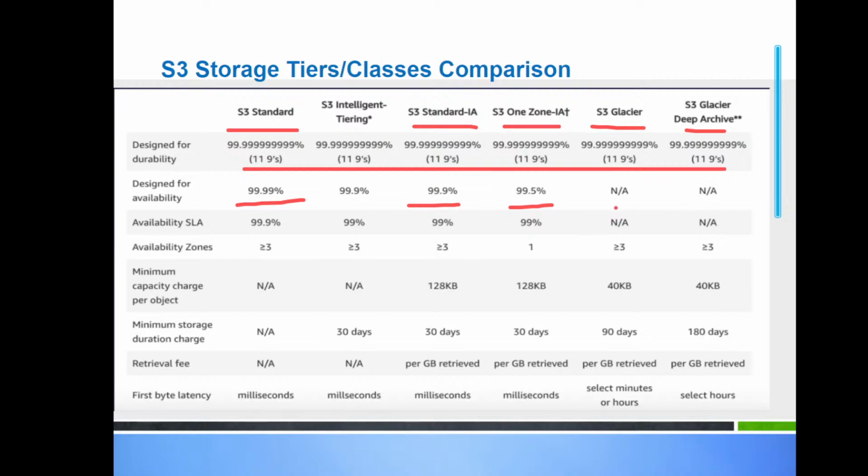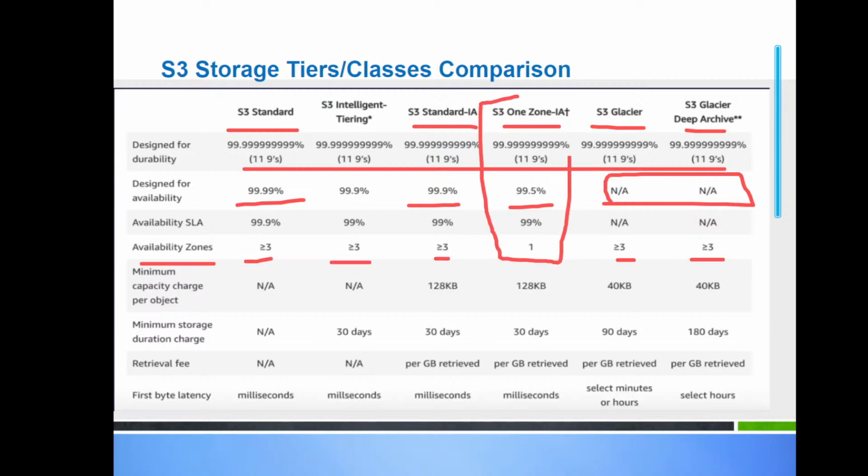Okay, but here the data is not available immediately. That's why they are saying NA. You have to wait for a couple of minutes to hours to get the data. Three availability zones, three availability zones, three. Only in One Zone the data is kept in a single availability zone.